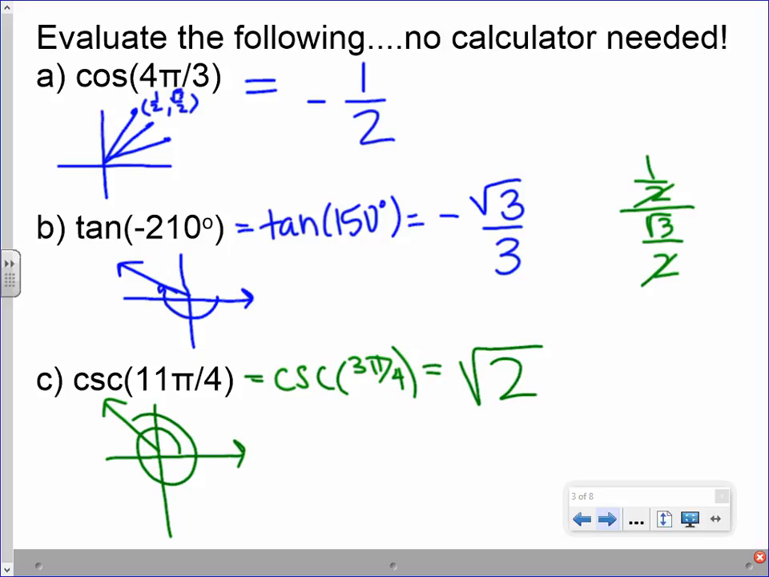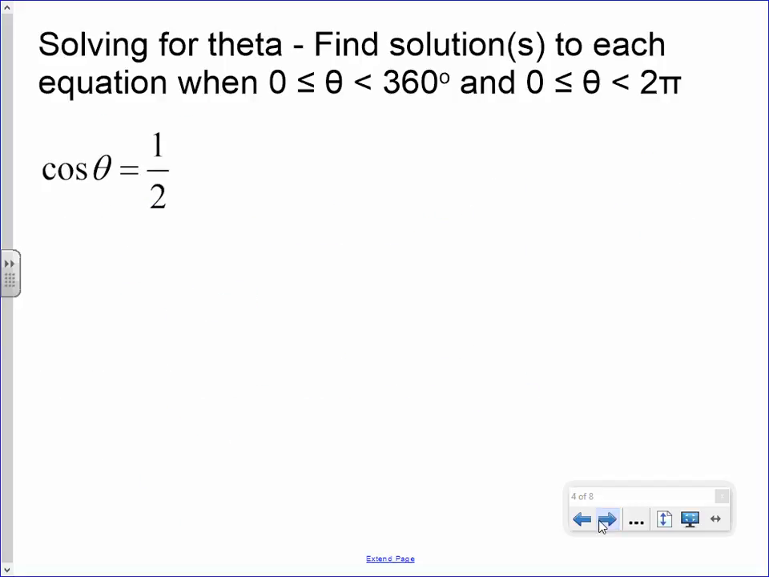Okay. All right. Good. Now we're going to go backwards. Now I'm going to give you the cosine of theta equals 1/2, and we need to determine where on the unit circle between 0 and 360, between 0 and 2 pi, the cosine is 1/2. So go ahead and write down cosine of theta equals 1/2.